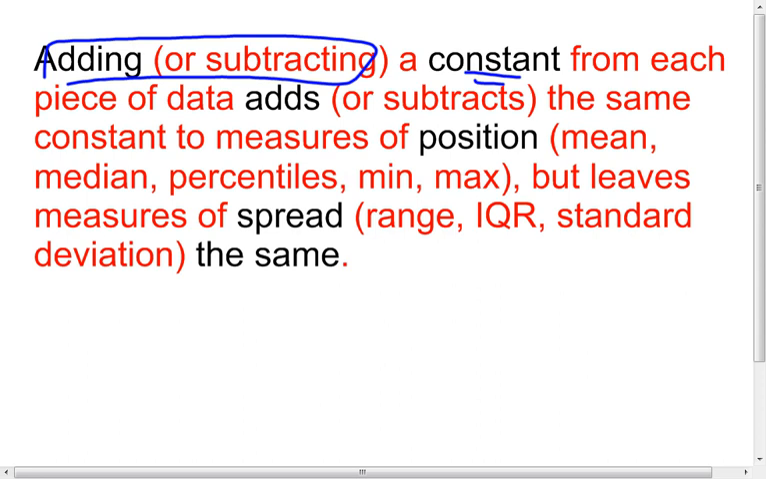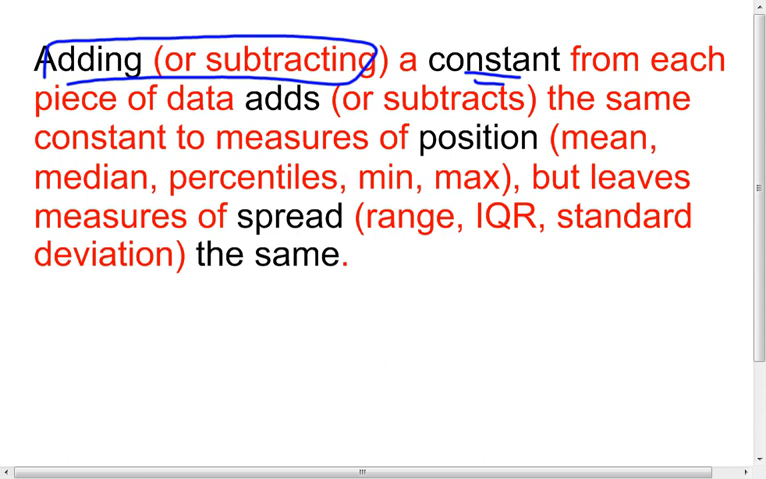So it adds that same number to the mean, to the median, to the percentiles, to the min, to the max. So if your mean was 10 and you added 20 kilograms, your new mean would be 30 kilograms. Okay? But it leaves the measures of spread, which are range, IQR, and standard deviation, the same. So anytime you add or subtract a number, it is going to add or subtract that same number to the mean, but it is not going to change the standard deviation or the IQR or the range.